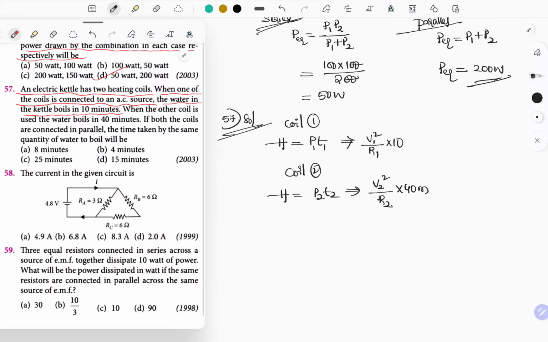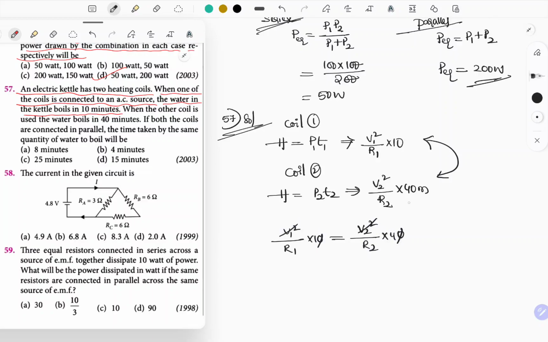The heat generated is the same. We know that because the same quantity of water is being used to boil. So the amount of heat generated here is the same, and you can equate these two heat values. That is V1 square divided by R1 into 10 is equal to V2 square by R2 into 40.